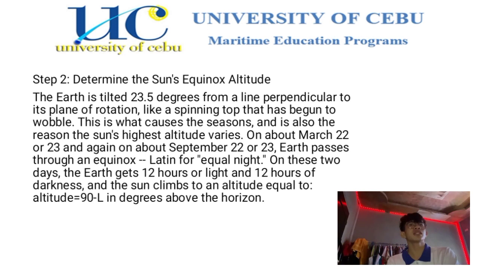Step 2: determine the sun's equinox altitude. The Earth's axis is tilted 23.5 degrees from the line perpendicular to its plane of rotation, like a spinning top that has begun to wobble. This is what causes the seasons and is also the reason the sun's highest altitude varies. On about March 22 or 23 and again on about September 22 or 23, Earth passes through the equinox, Latin for equal night. On these 2 days, the Earth gets 12 hours of light and 12 hours of darkness and the sun climbs to an altitude equal to 90 minus L in degrees above the horizon.